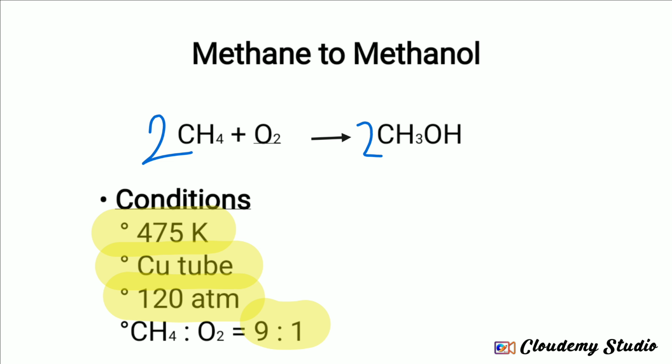So this equation is the conversion of methane to methanol. Once again we can recall the conditions. Methane reacts with oxygen in the ratio 9:1, the pressure has to be 120 atmosphere, and the gases need to be passed through a copper tube at a temperature around 475 Kelvin.